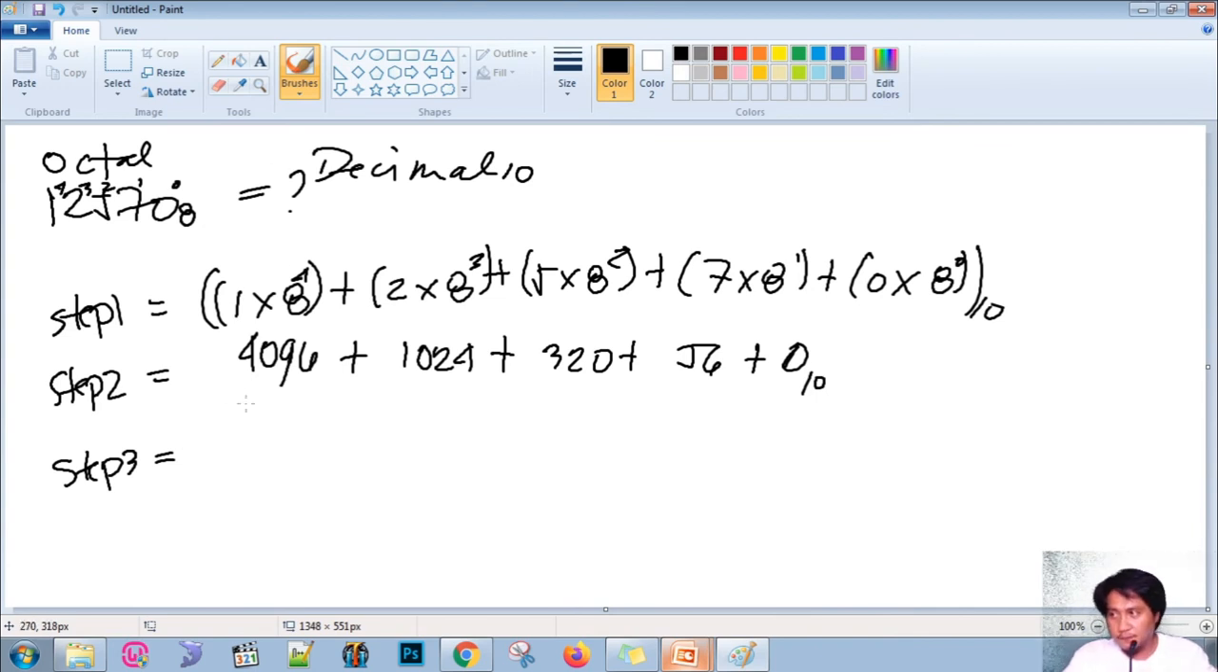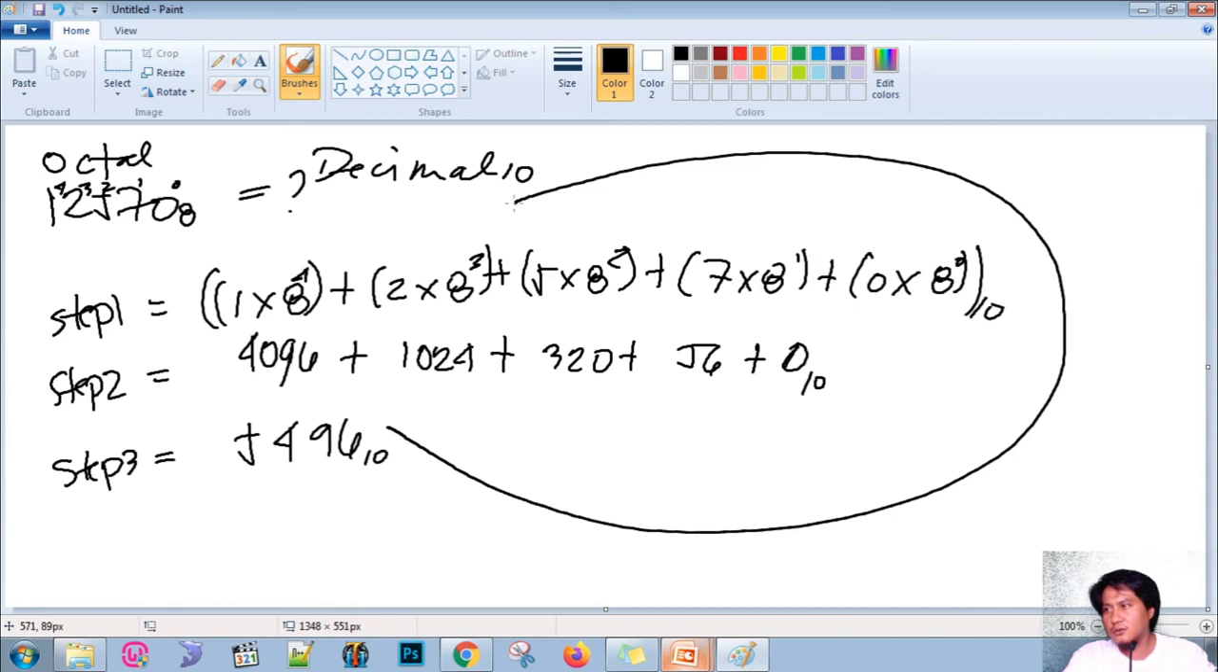So 4096 plus 1024 is equal to 5120. So the total number is 5496, base 10. So in this case, the equivalent value of 12570 on base 8, or octal number system, is 5496 on base 10, or in decimal number system.